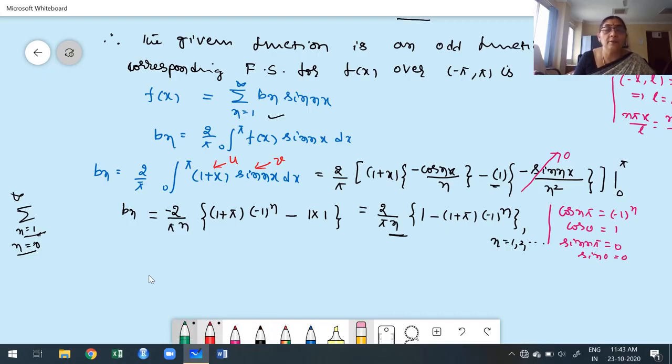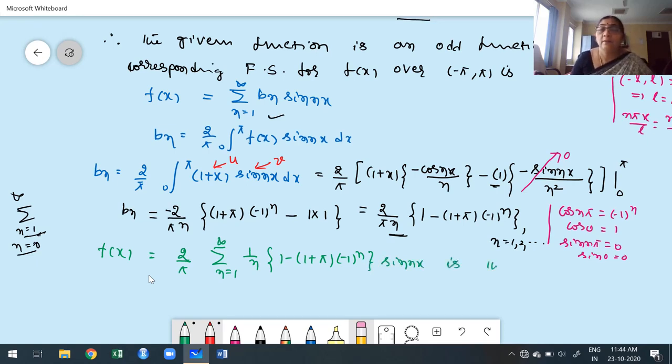Now, the Fourier series for this function is f of x equals summation. While writing the summation, better to keep the constant 2 by pi outside. Summation n ranging from 1 to infinity, 1 by n of 1 minus (1 plus pi) into minus 1 to the power of n, into sine of nx. This is the easiest way to find the Fourier series, even though the given function is a splitting function.